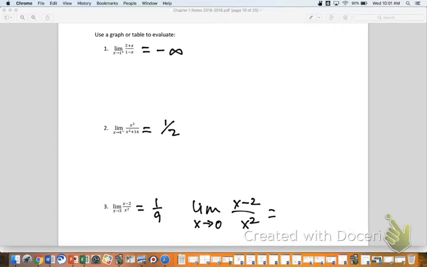Number 3. Get that graph in front of you again. What would you guys say if it was the limit as x approaches 0 instead of 3? Negative infinity. You guys all okay with that? Yes. Okay. Any questions at all before we wrap this up?